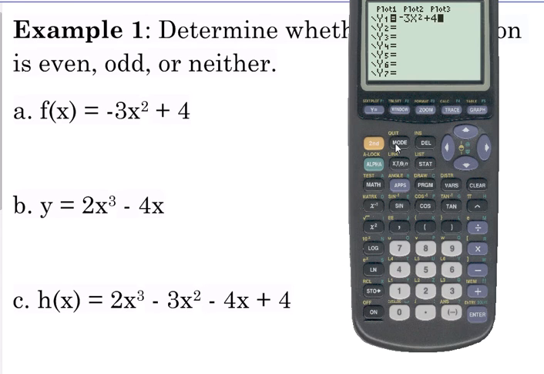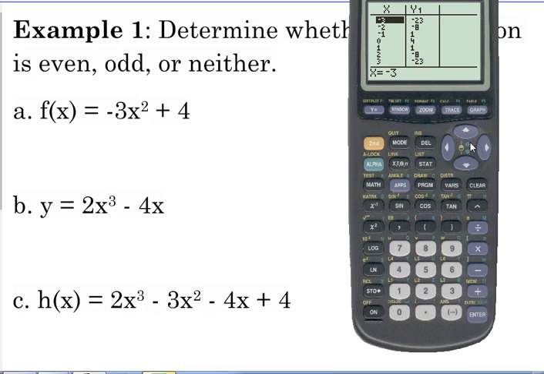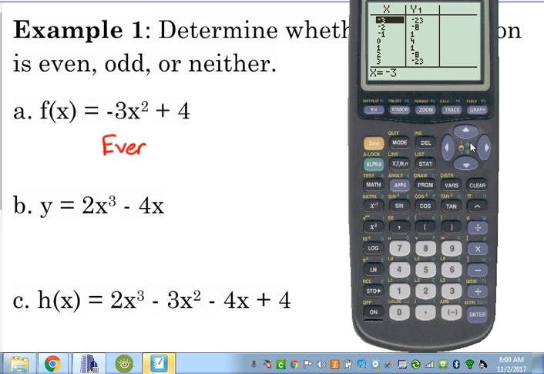Okay, negative 3x squared plus 4. Let's look at the table. We're looking at those y values. Okay, they are exactly the same. The y value for negative 3 is exactly the same as the y value for positive 3. The same thing for negative and positive 2. The same thing for negative and positive 1. So this is an even function.